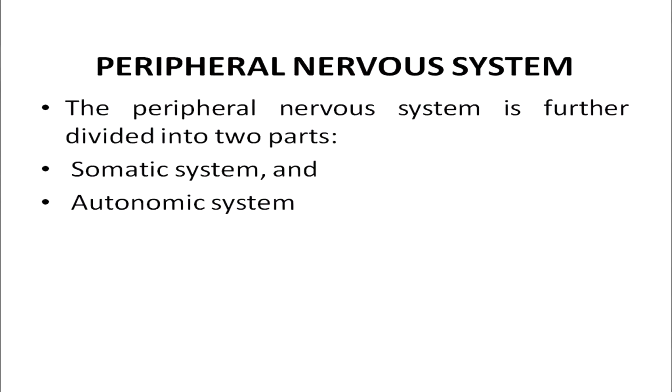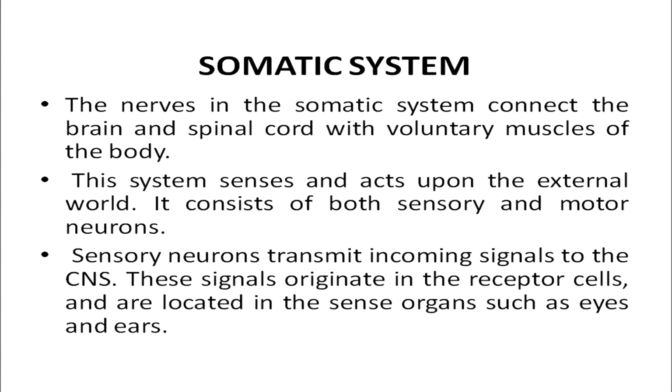The peripheral nervous system is further divided into two parts. The first part is known as the somatic system and the second part is known as the autonomic system. Let us talk about the somatic system first. The nerves in the somatic system connect the brain and the spinal cord with voluntary muscles of the body. This system senses and acts upon the external world, that is, it reacts to external stimuli. It consists of both sensory and motor neurons.